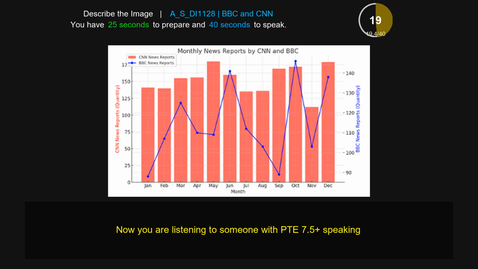On the left side of the picture, there are also some countings which include 0, 25, 50, 75, 100, 125, 150. CNN news reports is present on the left of the picture, whereas BBC news reports are present on the right side of the picture. There are also countings on the right side of the picture.